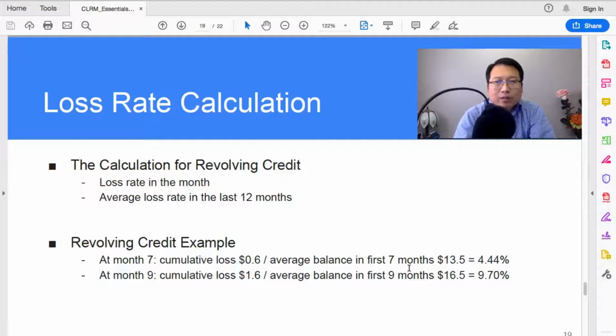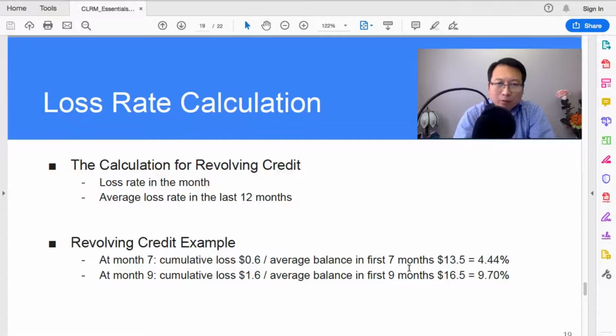If it's a new account, you don't have 12 months yet. What you can do is, for example, at month 7, look at the cumulative loss so far in the first 7 months. In this example, let's say it's $0.6 million loss. Then you can also calculate the average balance in the first 7 months. Let's say it's 13.5 million. You get 4.44%. So that would be an annualized rate for this origination vintage in the first 7 months.